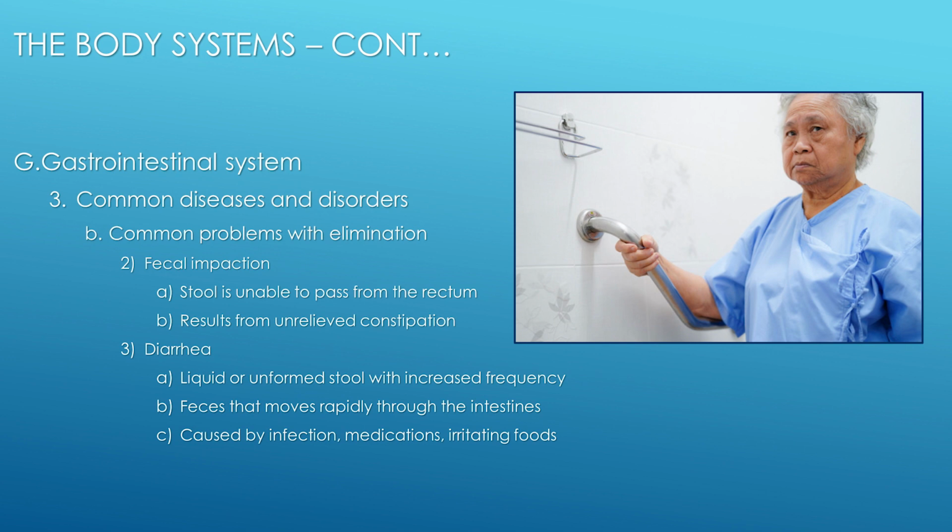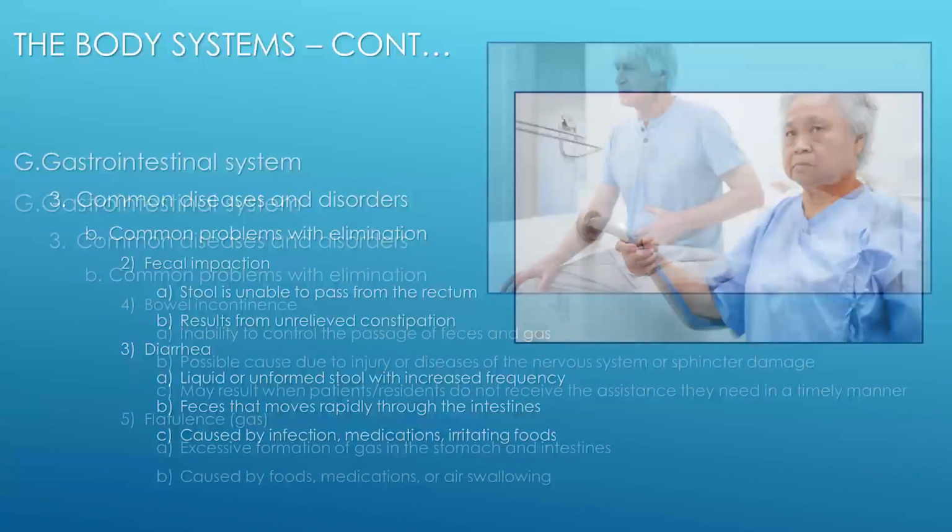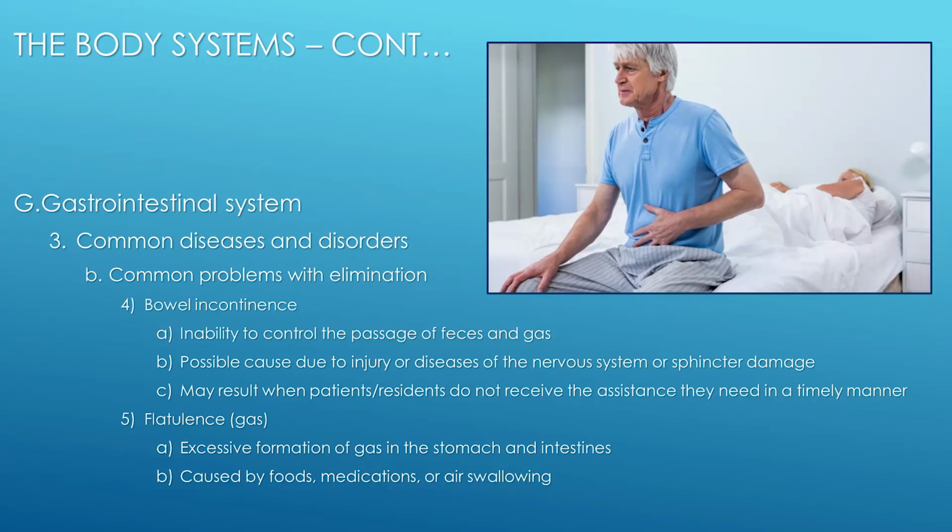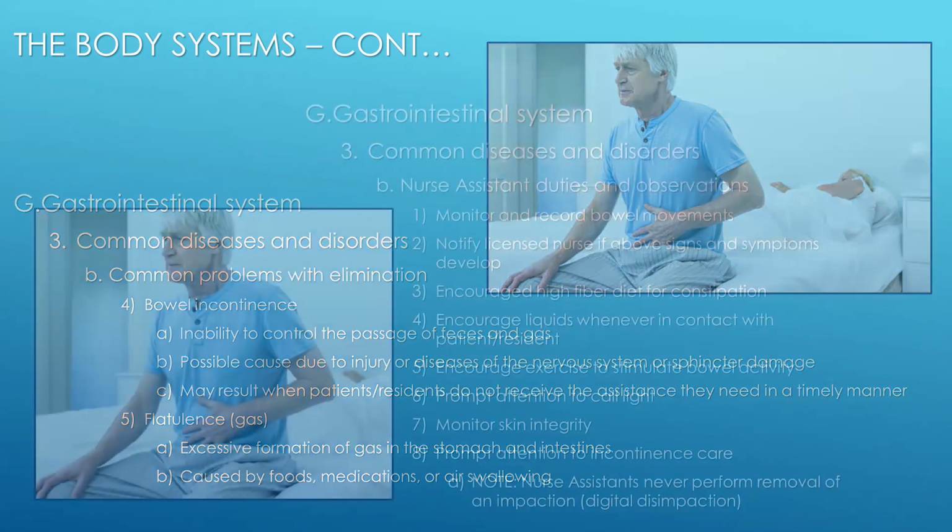Diarrhea, liquid or unformed stool with increased frequency, feces that moves rapidly through the intestines, caused by infection, medications, or irritating foods. Bowel incontinence, inability to control the passage of feces and gas. Possible cause due to injury or disease of the nervous system or sphincter damage. May result when patient or residents do not receive the assistance they need in a timely manner. Flatulence or gas, excessive formation of gas in the stomach and intestines, caused by foods, medications, or air swallowing.